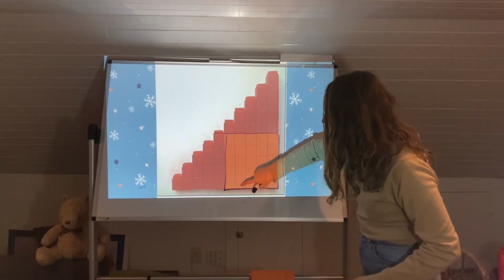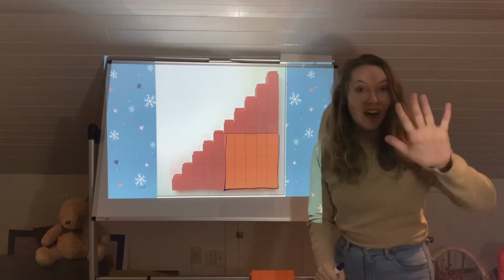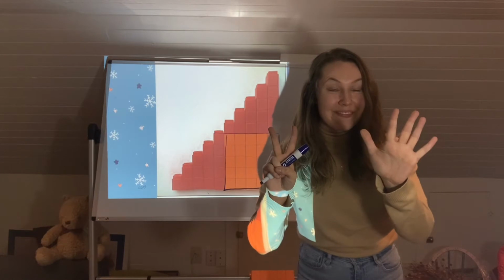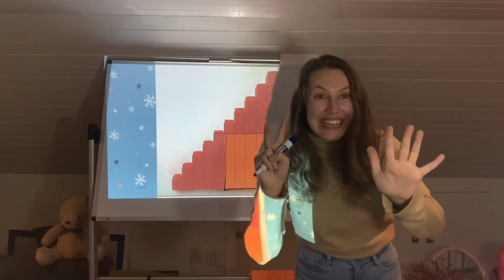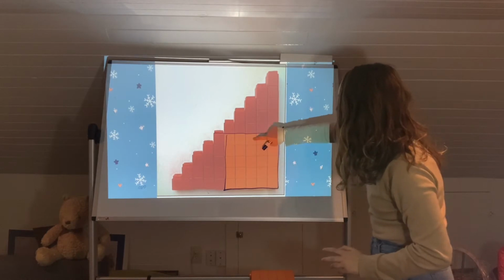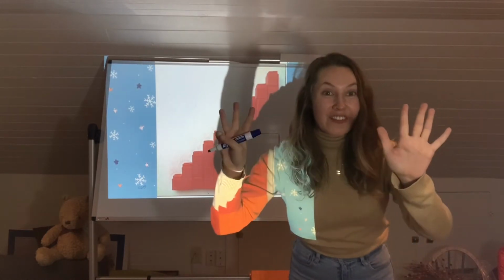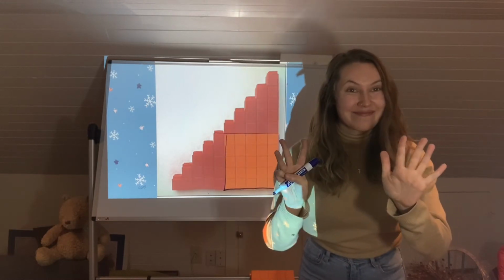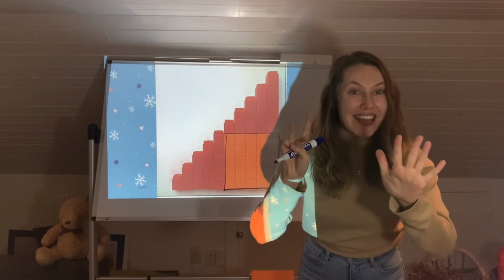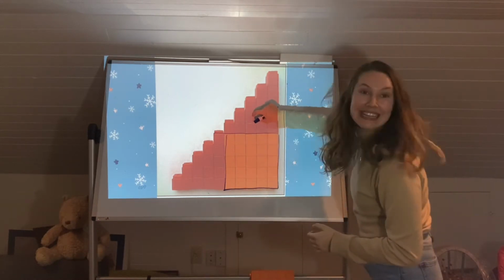Now this time they have 5 and 1, 2. What is 5 and 2? 5, 6, 7. Very good. Now this time we have 5 and 3. What is 5 and 3? 5, 6, 7, 8. Very good. 5 and 3 is 8.